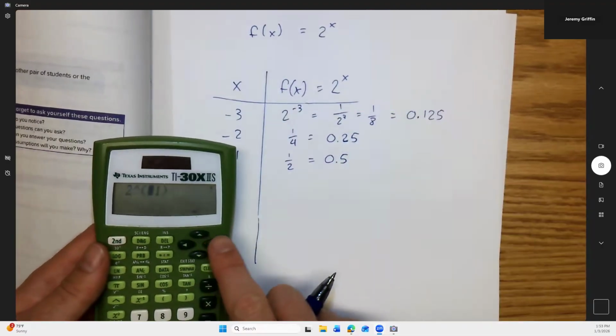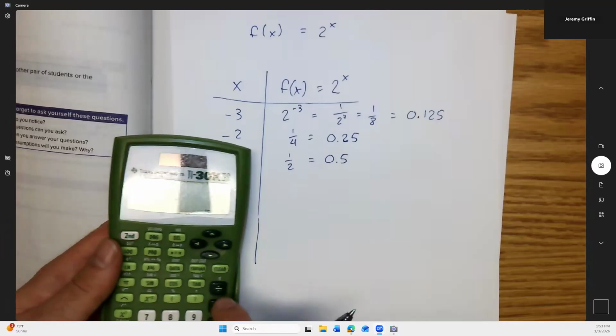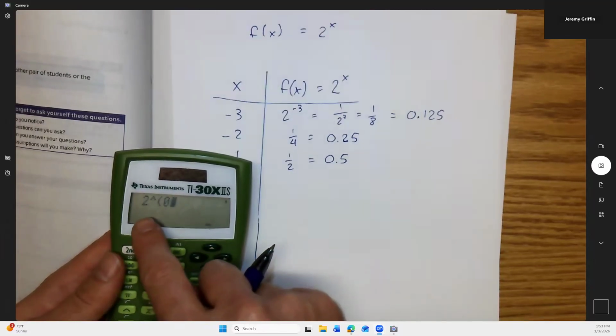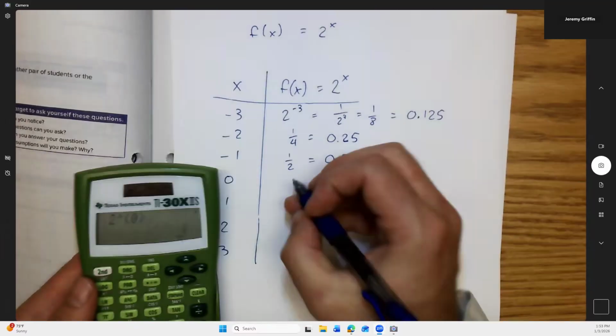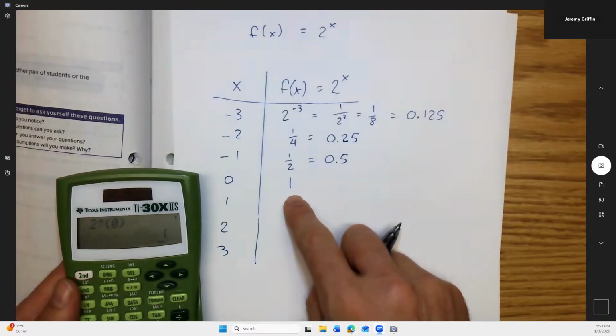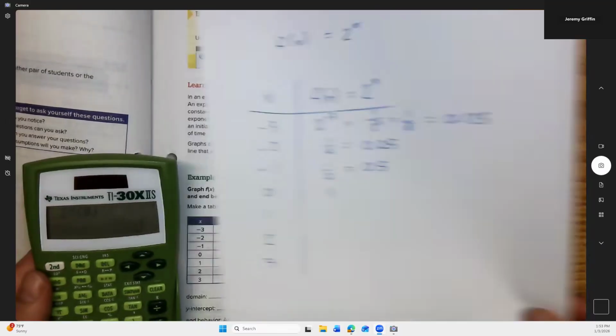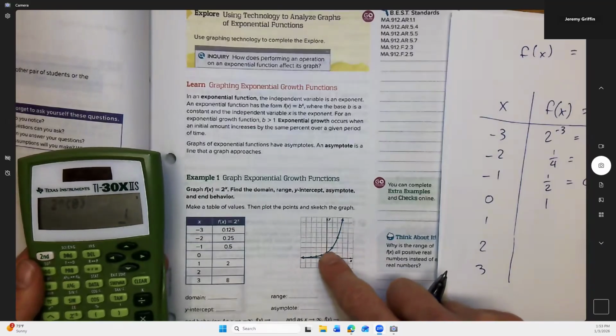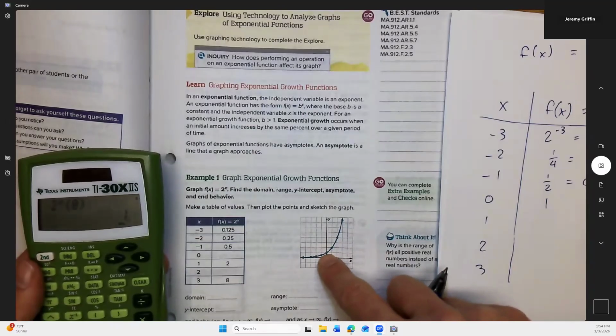Now, what about 0? I bet some of you know this. As a math rule, any non-zero number to the power of 0 is always equal to 1. And that especially makes sense when you look at the graph. If you plot all these points except that one, the only thing that would fill in that gap would have to be one.